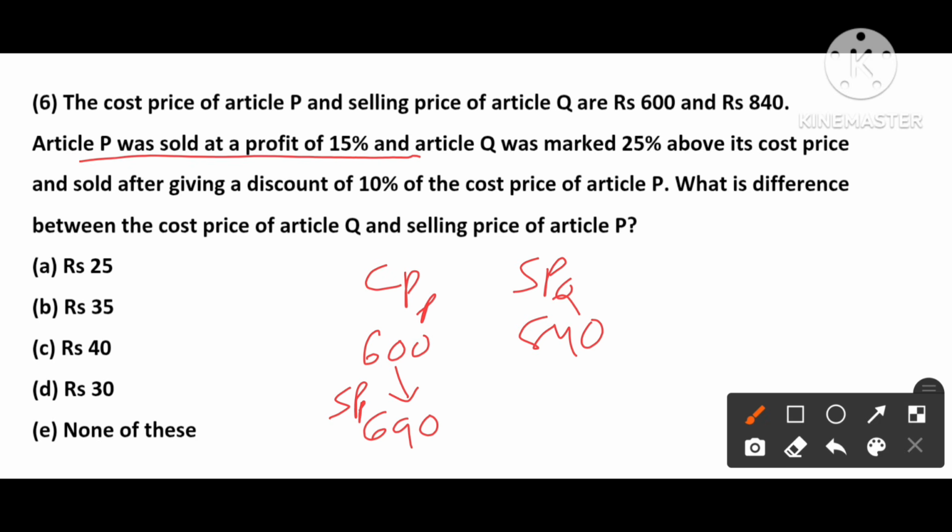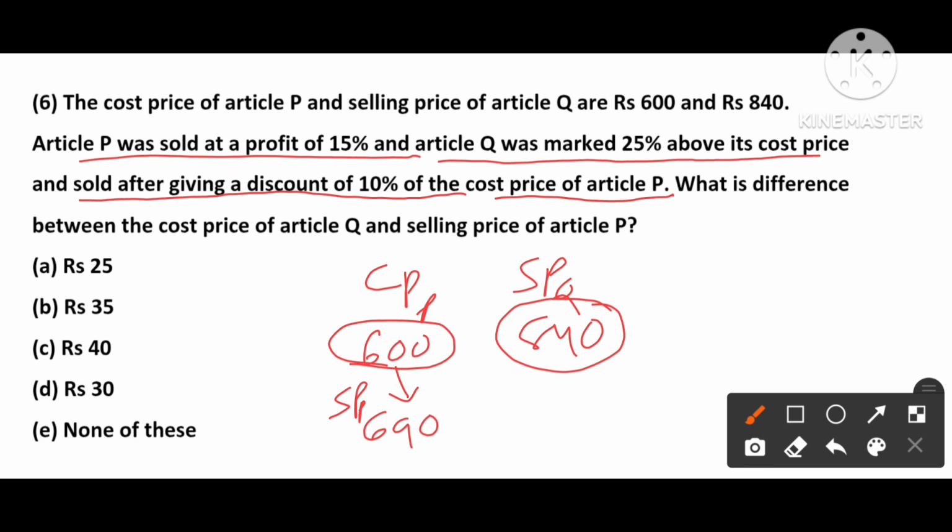And it says that article Q was marked 25% above its cost price. So this is the selling price. We don't know the cost price and we don't know the market price. Okay, let's see the remaining. And sold after giving a 10% discount of the cost price of article P. So 10% is of CP, which will be 60. 60 is the discount given on the market price of Q.